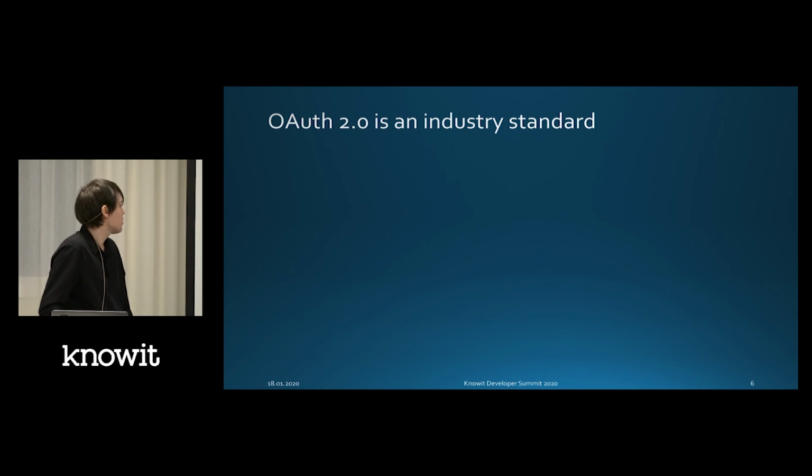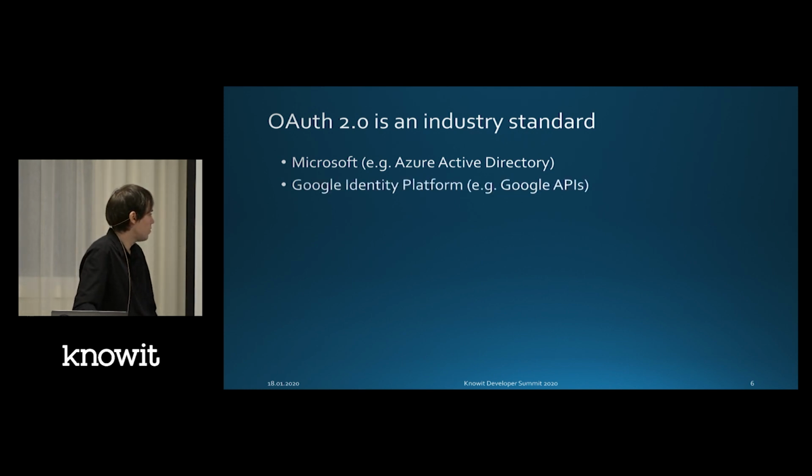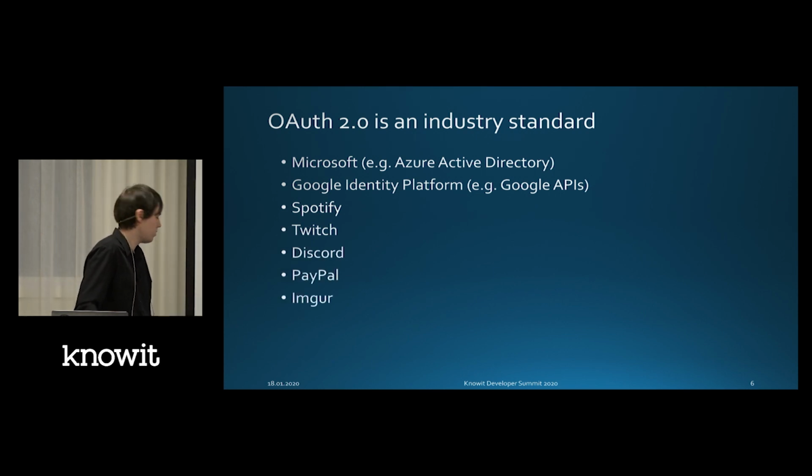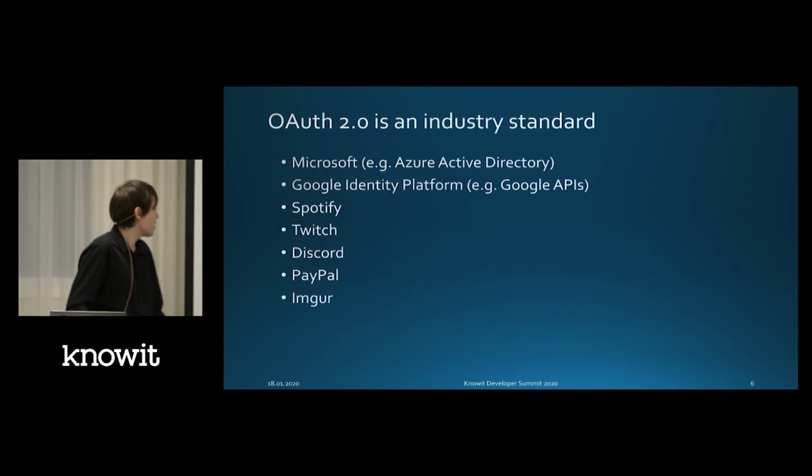So yeah, OAuth 2 is an industry standard. Lots of well-known services use it. Microsoft has support for OAuth in their Azure Active Directory. Google Identity Platform uses it. If you want to access Google's APIs, you have to use OAuth. Spotify uses it, Twitch uses it, Discord, that's a chat service for the people who don't know, PayPal uses it, Imgur, which is an image sharing service. There are lots of services that use it. So it's not just something I'm making up because I think it's cool.